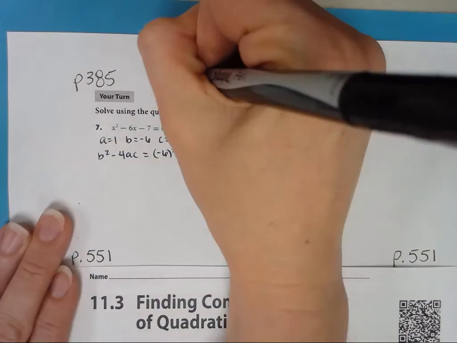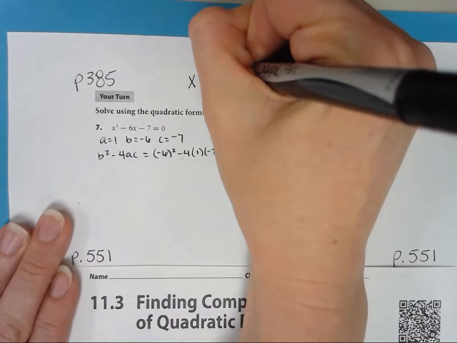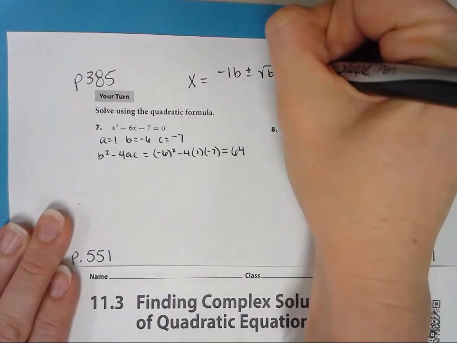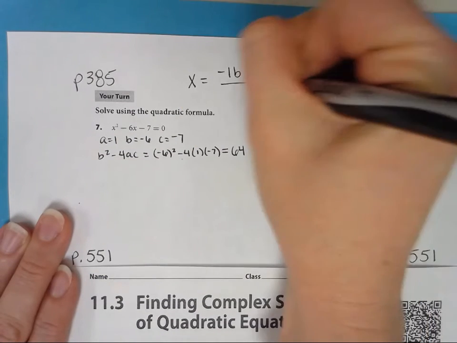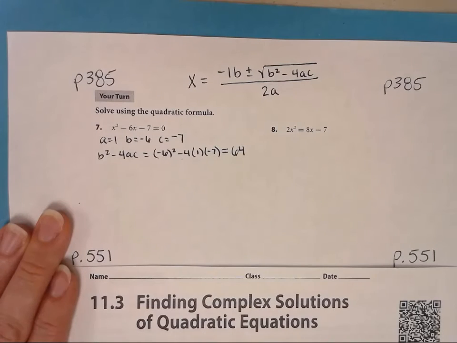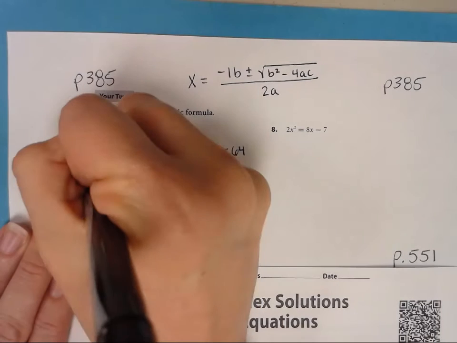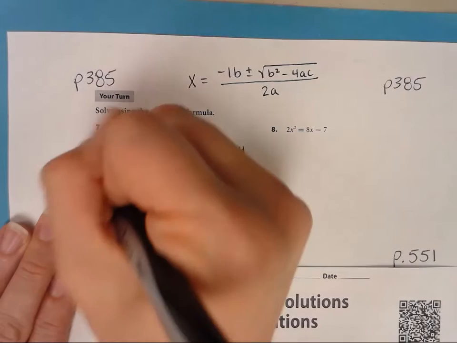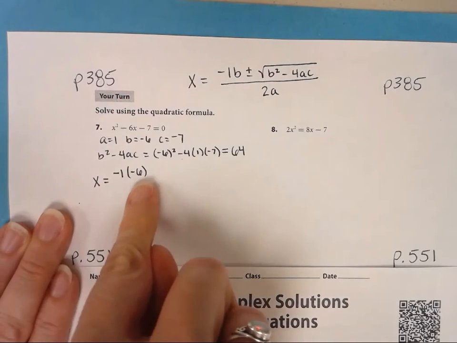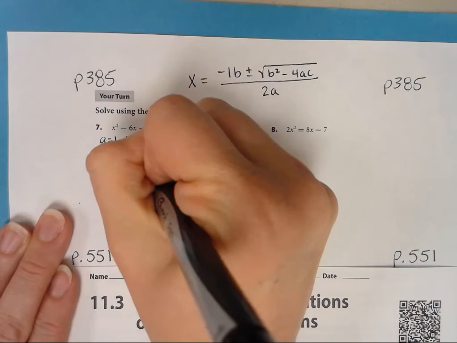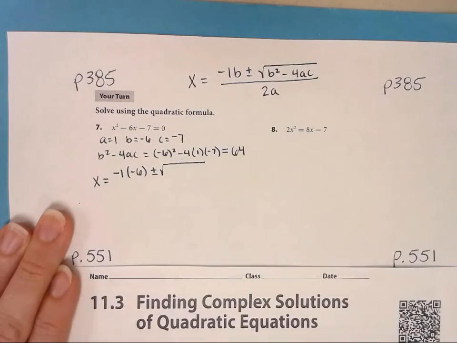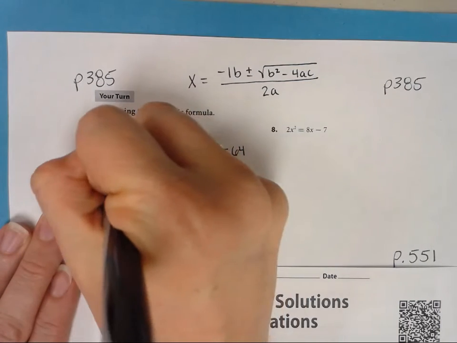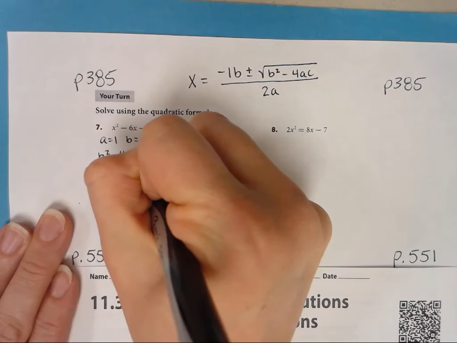The quadratic formula is x equals -b plus or minus the square root of b squared minus 4ac all over 2a. So let's solve using that quadratic formula. -b, when your b is negative, you will do best if you do -1 times your b value. Plus or minus the square root. We just evaluated the b squared minus 4ac, and we know that's 64. All over 2 times a, so 2 times 1.